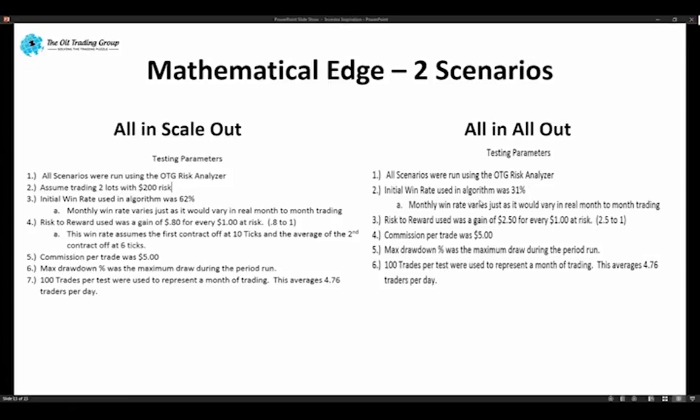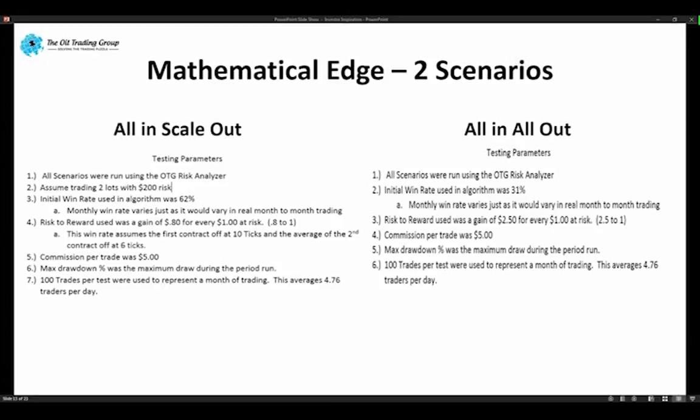The initial win rate for the algorithm this time was 31%. So remember, I showed you just a few minutes ago that during that 4 or 5-month window towards the end of the year, my win rate was 33%. So I'm saying this time the win rate's going to be 31%, but this time the risk reward you're going to be looking for is 2.5 to 1.